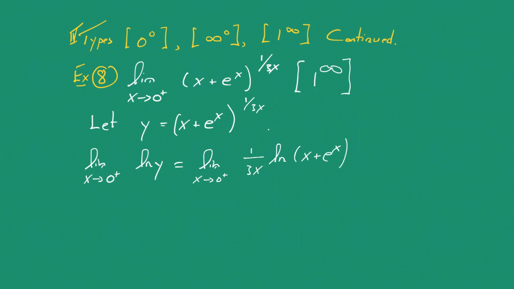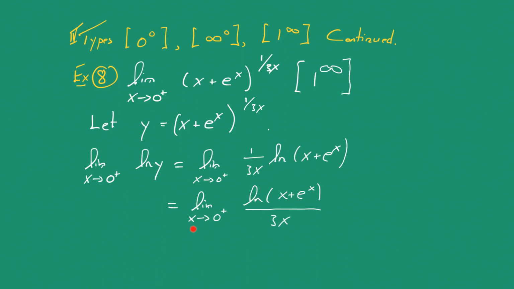And now what do we have? Well, given that we're multiplying by this fraction, 1 over 3x, it would be most natural to write this as the quotient, the limit as x tends to 0 from the right of the log of x plus e to the x, all over 3x. And let's look at what this limit looks like.